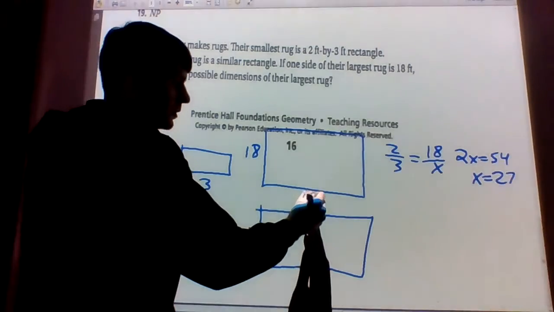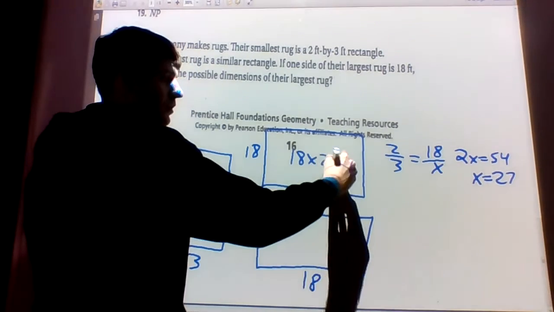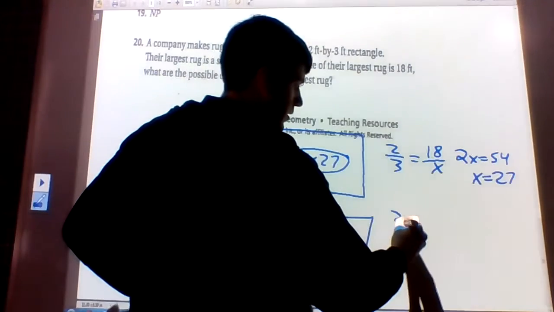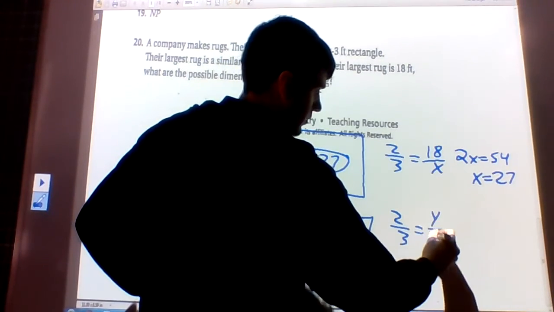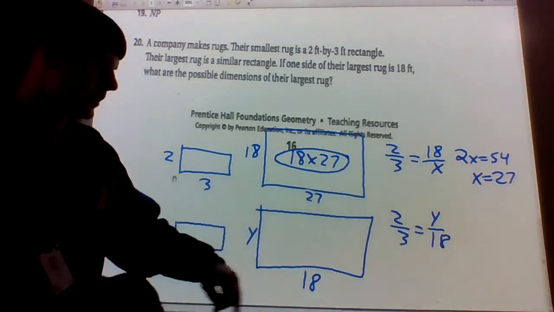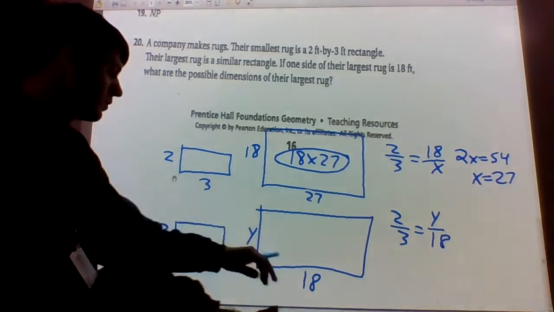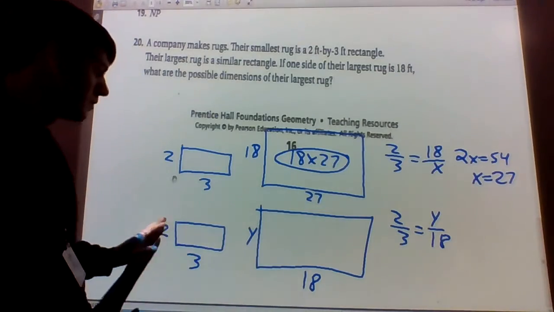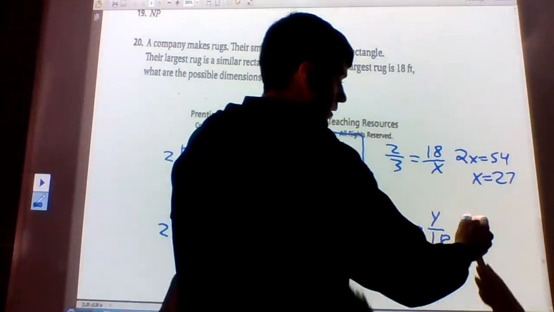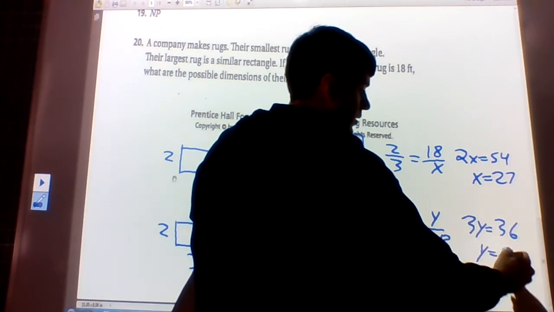So that's one possibility. If 18 is the shorter side, it's going to be 18 by 27. Those are going to be your dimensions. Okay, if it's the longer side though, we're going to do 2 over 3 equals y over 18. You could also do 2 over y equals 3 over 18, y over 2 equals 18 over 3, or 18 over y equals 3 over 2. Whenever you cross multiply any of those 4 options, you're going to get 3y equals 36. So divided by 3, y is going to equal 12.